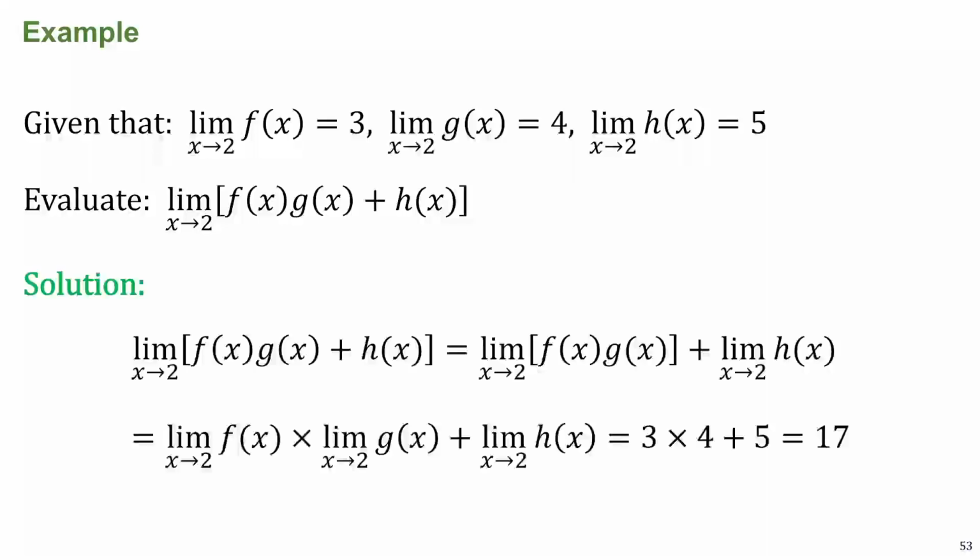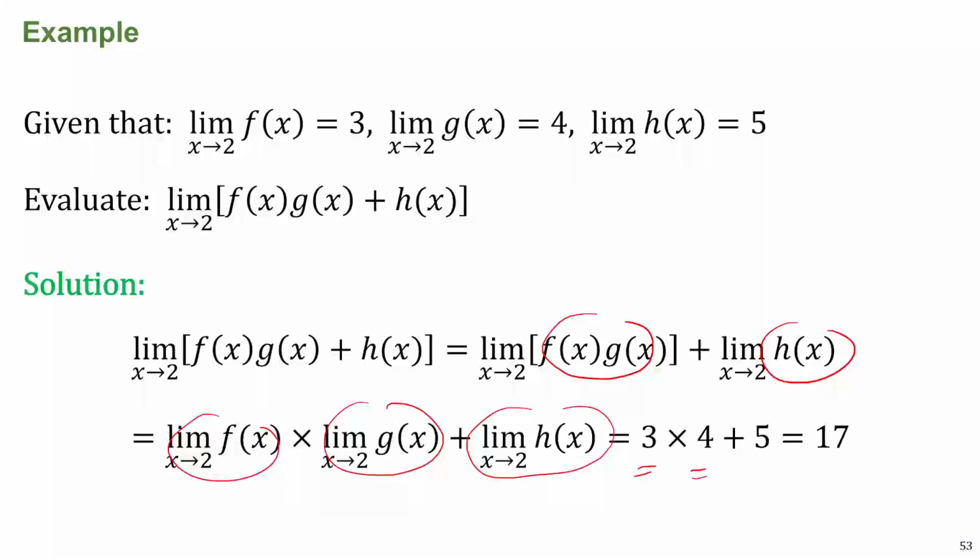Alright, let's have a look at the solution. So we know the limit of the sum of the two functions equals the limit of the first function plus the limit of the second function when x approaches the same number. And also we know the limit of the product of two functions equals the limit of the first function times the limit of the second function, then plus the limit of the rest of the expression. So that means we need to find the limit of the first function when x approaches 2, which is 3, then times the limit of g(x) when x approaches 2, which is 4, plus the limit of h(x) when x approaches 2, which is 5. And therefore we have 17, right?